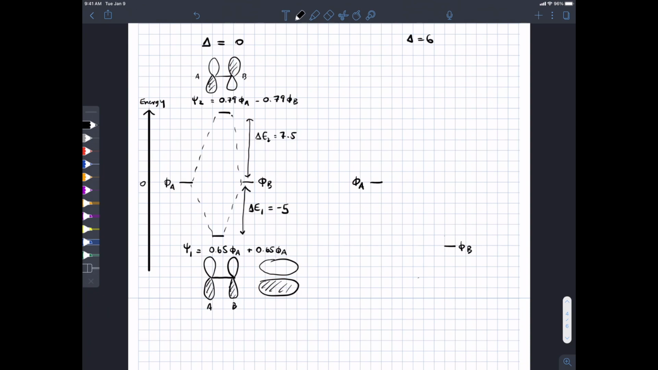the bonding orbital that we form is about minus 3.2 units lower than phi B. Okay, this is an important conclusion. When the two orbitals aren't equal to each other in energy, the stabilization you get relative to the lowest energy one is not as big. Okay?